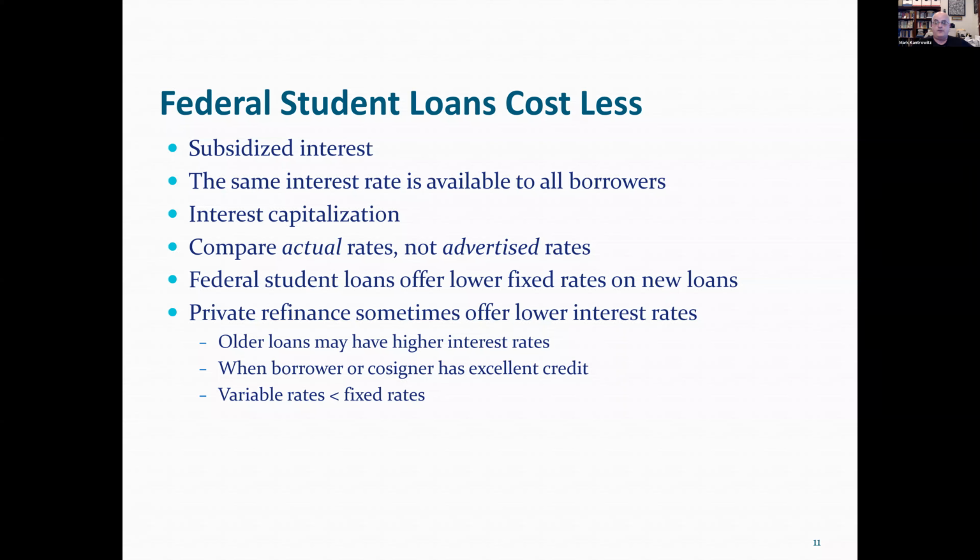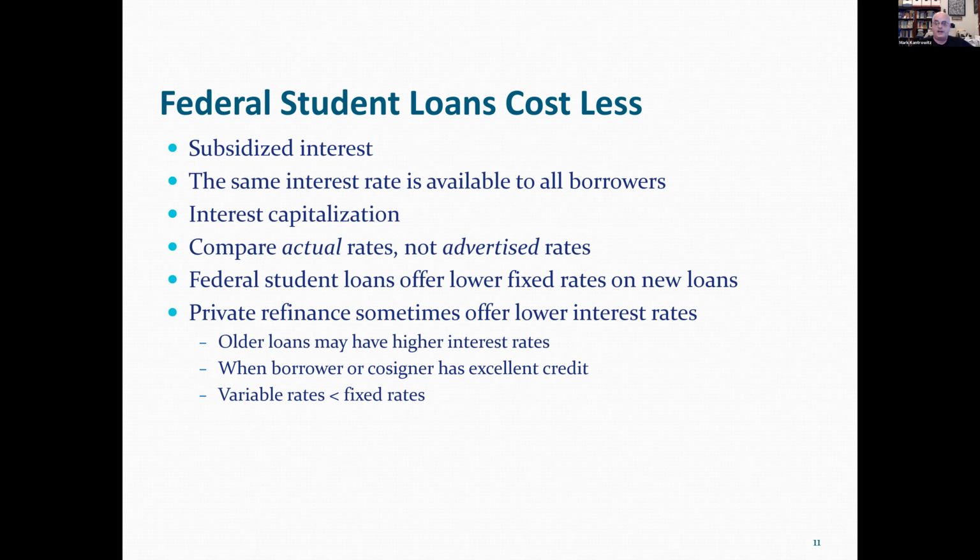An additional benefit is you don't have to have excellent credit to get a lower interest rate on a federal loan. All borrowers of a federal loan get the same fixed interest rates regardless of their credit history. Interest rates on private student loans depend on the credit score of the borrower and the cosigner, if any.